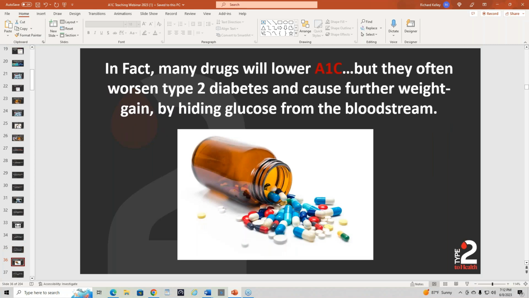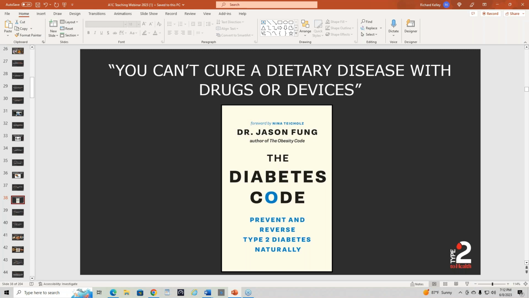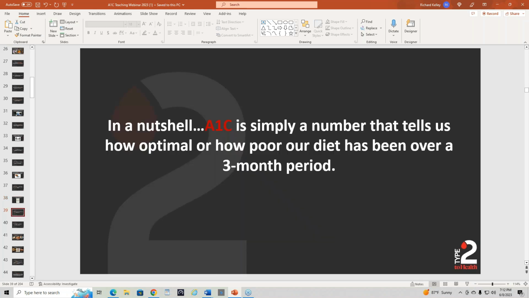In fact, many drugs will lower A1C, but they often worsen type 2 diabetes and cause further weight gain by hiding glucose from the bloodstream. And that doesn't make people healthier just because their A1C was successfully lowered with medication. In fact, Dr. Jason Fung, the author of The Diabetes Code, says you can't cure a dietary disease with drugs or devices. So in a nutshell, A1C is simply a number that tells us how optimal or how poor our diet has been over a 3-month period.